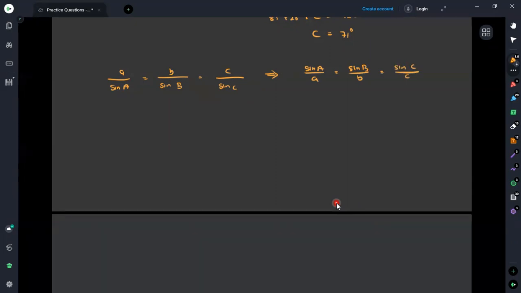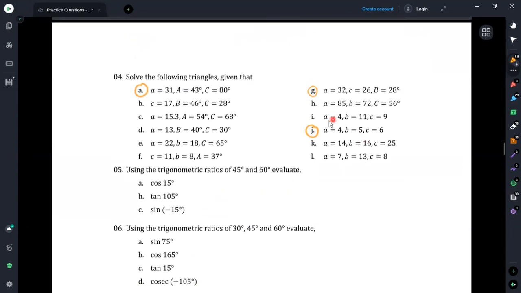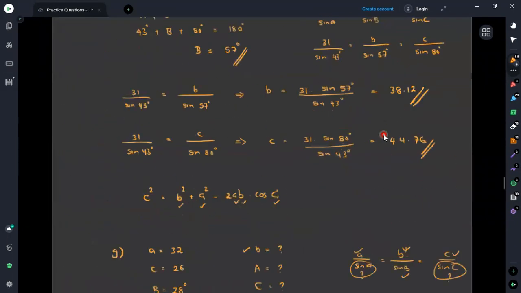You can stick to one of these methods when you are finding solutions using the sine rule. And thereafter I will move to the discussion of part J. Here it just gives us the values for a, b and c only. a is given as 4, b is given as 5 and c is given as 6.